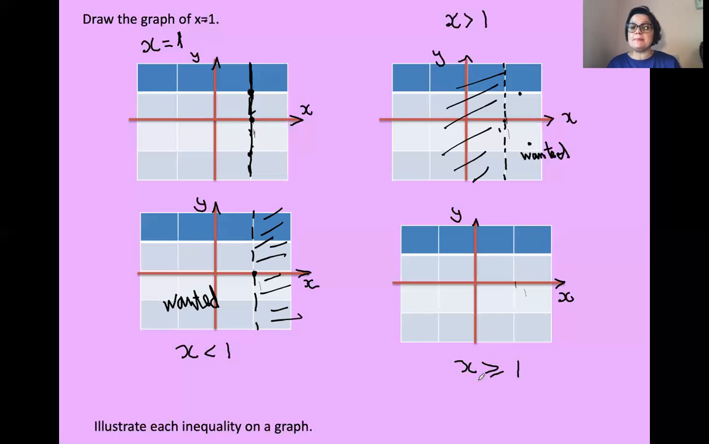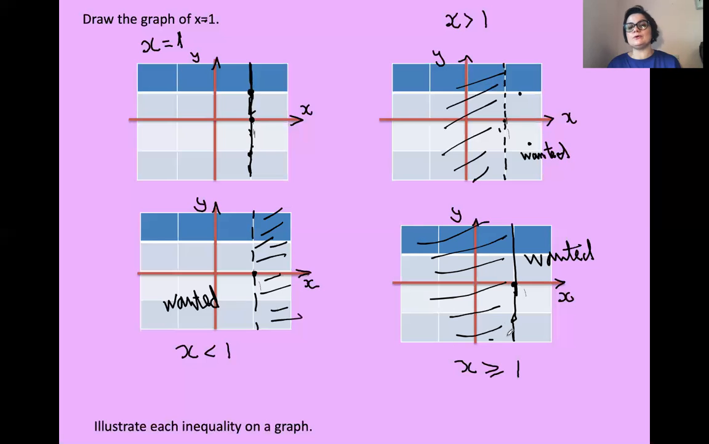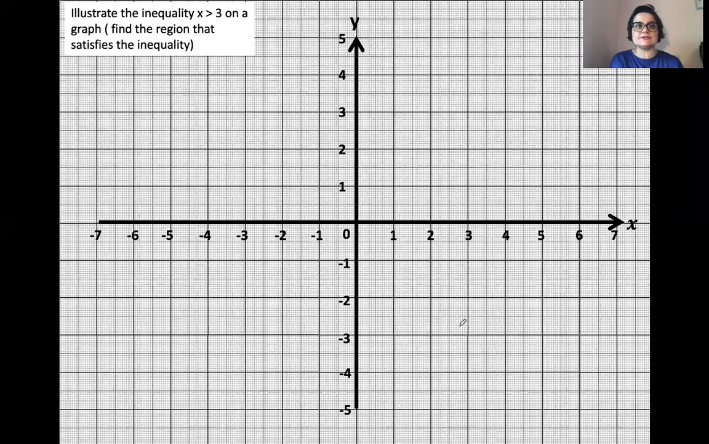Next one, x bigger and equal than 1. This time we are going to draw a solid, straight line on the x. And the wanted area is bigger. So this is the wanted. Write the word wanted, which means you have to shade with any color you like the unwanted region. All right, let's have a look at more examples.